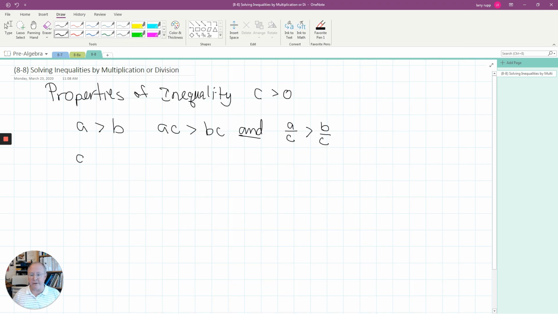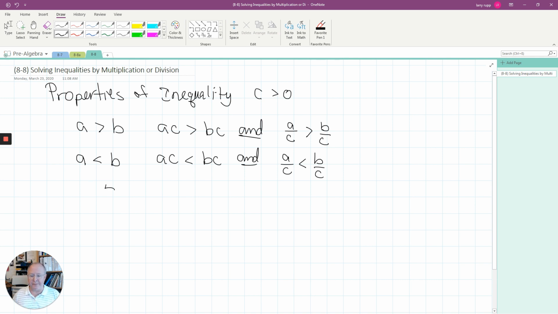Likewise, if A is less than B, reversing this, the same thing holds true. AC will be less than BC. A times another number C will still be less than B times that number C, and A divided by C will also be less than B divided by C. So how about some numbers?